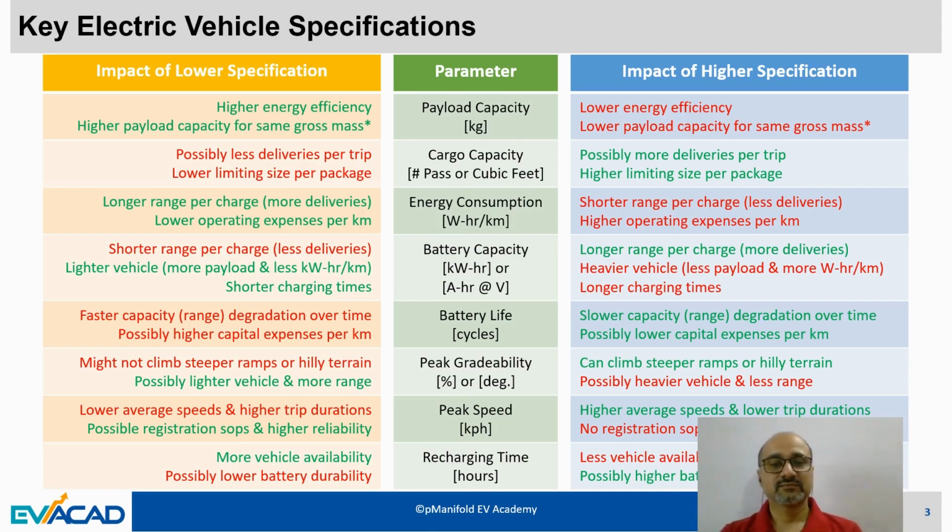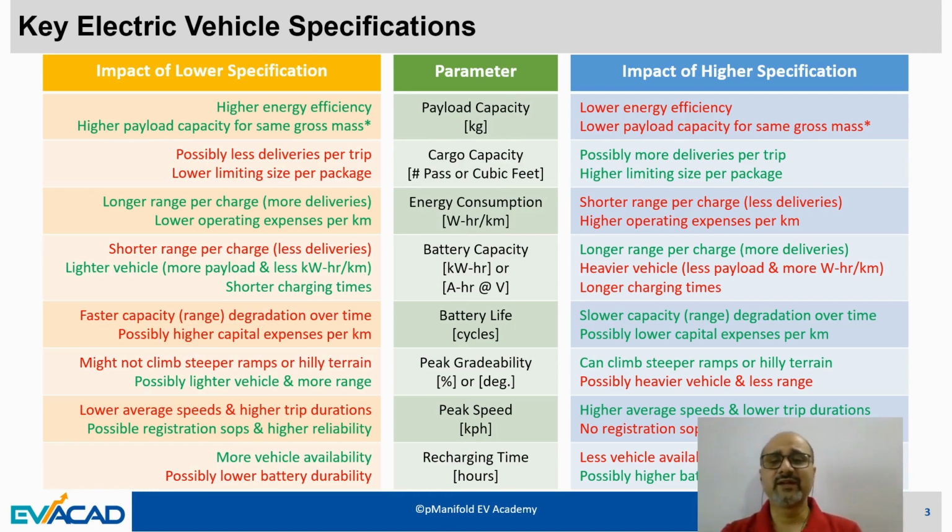passengers. On the third parameter, energy consumption, we'll go through each of these in a little more detail later, understanding how we go from requirement to specification. But right now, just understanding some of these parameters. Energy consumption is basically how much energy is consumed per unit distance traveled, say 1 kilometer. Typically watt hour is what we use in electric vehicles, because batteries are rated in watt hour or kilowatt hour.